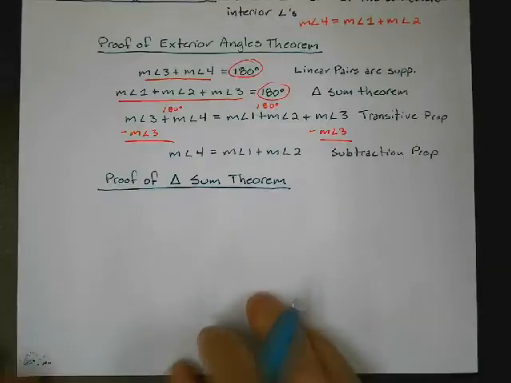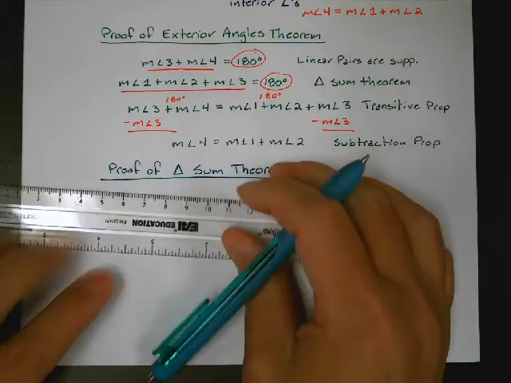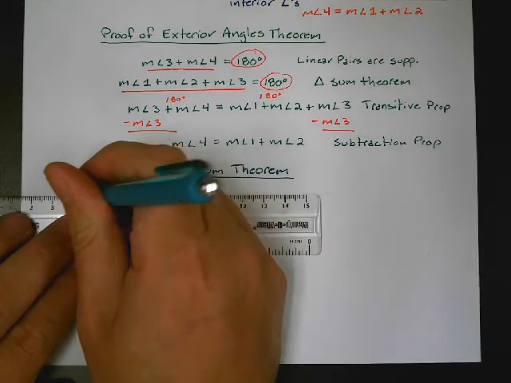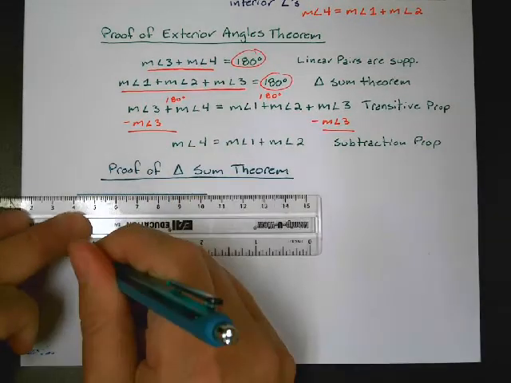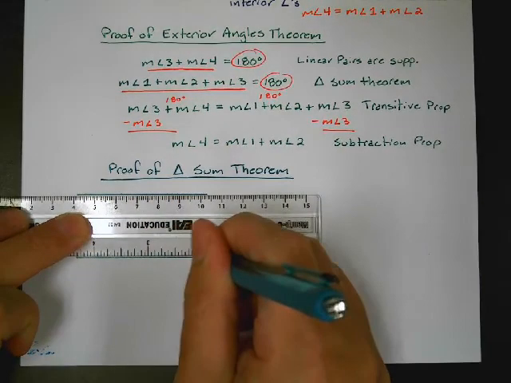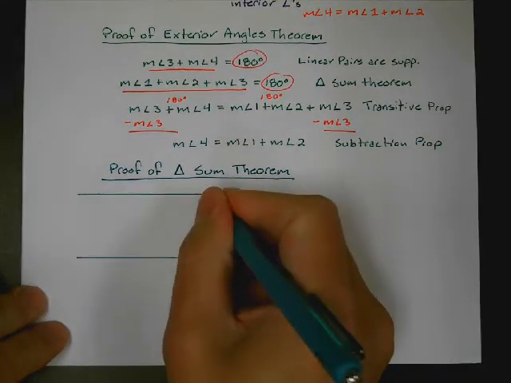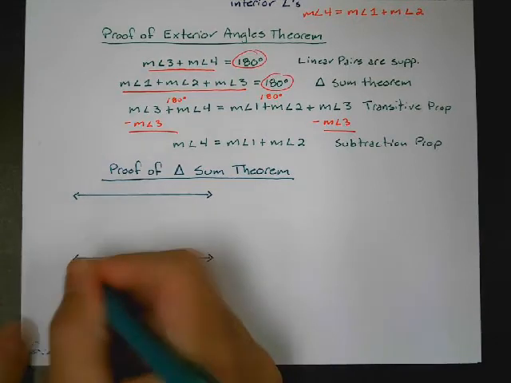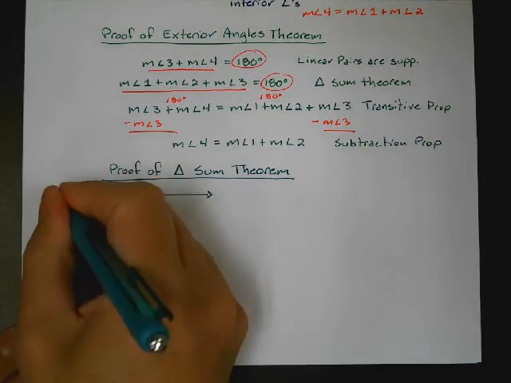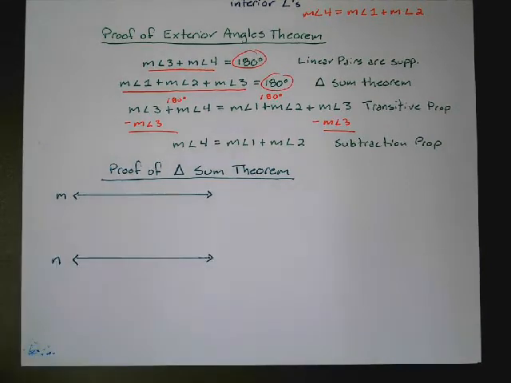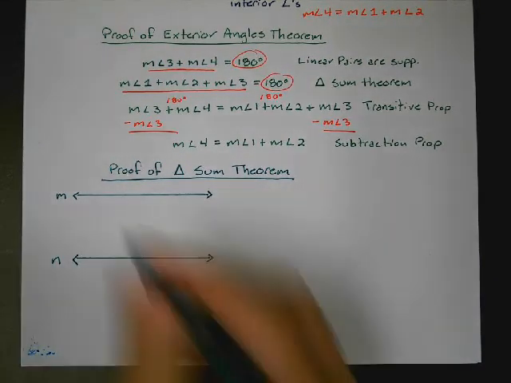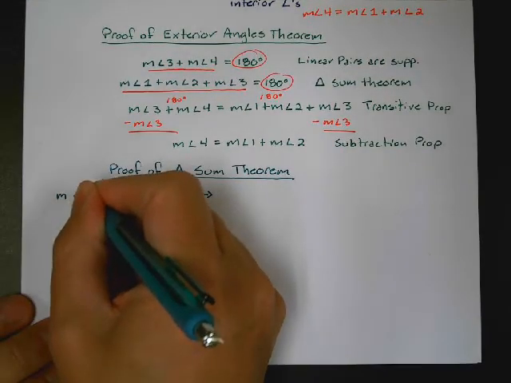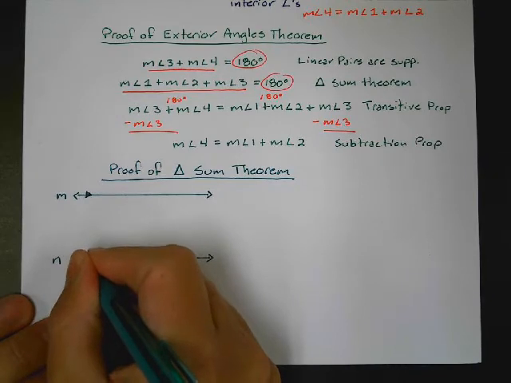All right, in order to prove the triangle sum theorem, we're going to use parallel lines like we did in the last lesson. So I'm going to have a set of parallel lines here. So here's one parallel line, here's another parallel line. I'm going to call this line M, and this line N. Okay, they're going to be parallel, so I need to mark that.